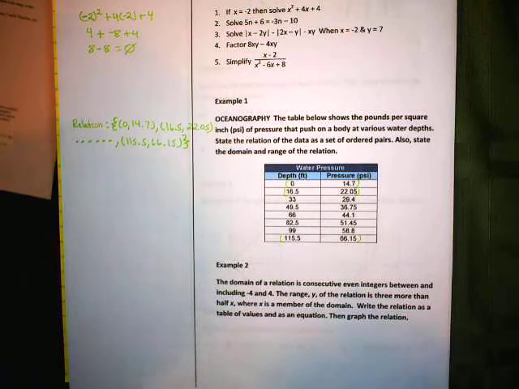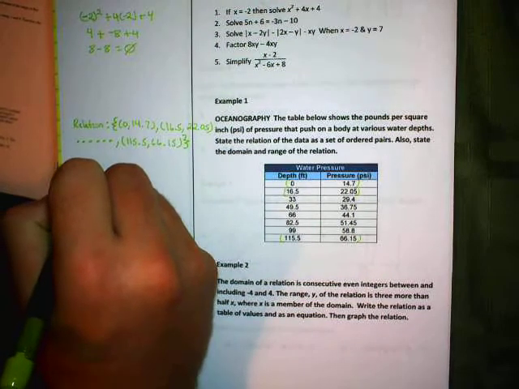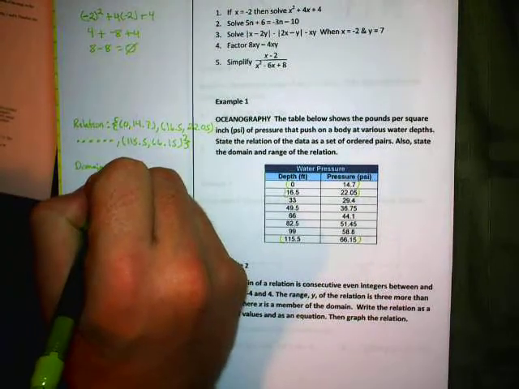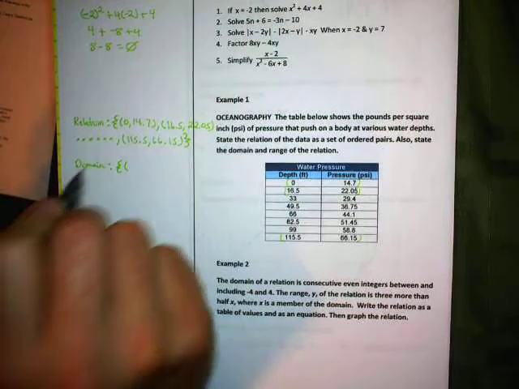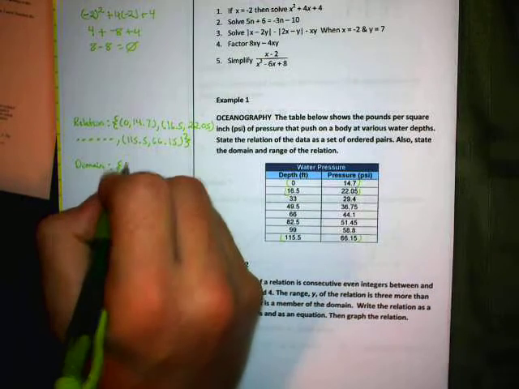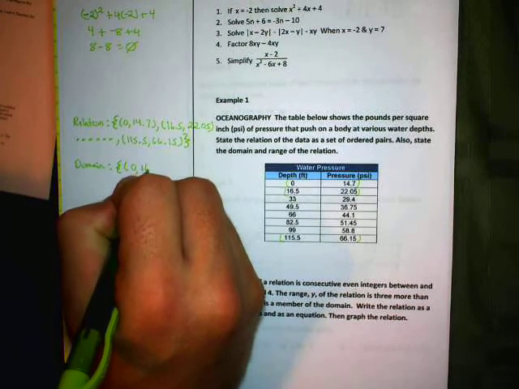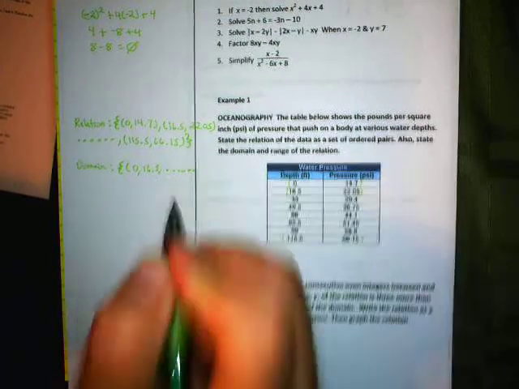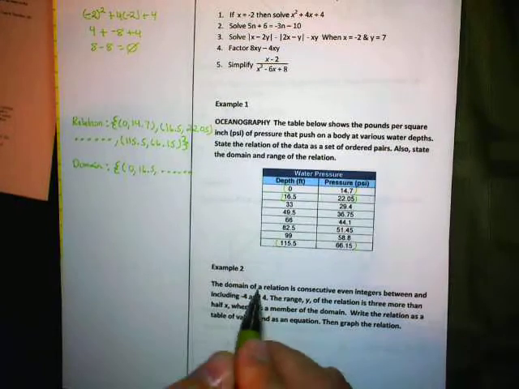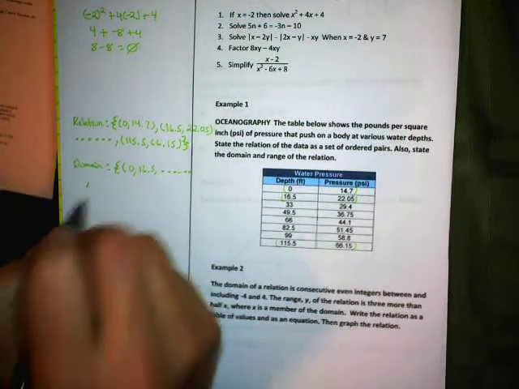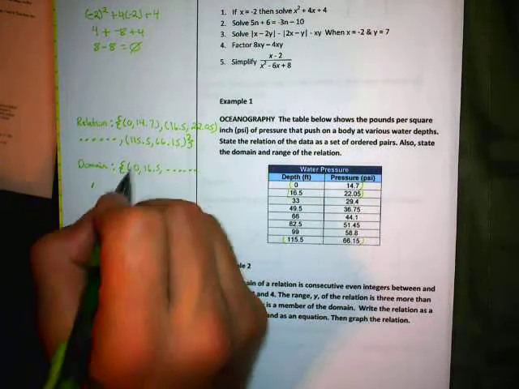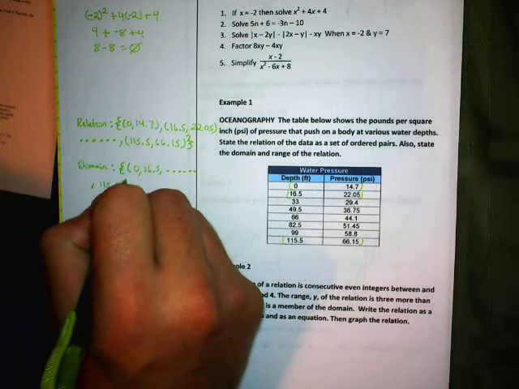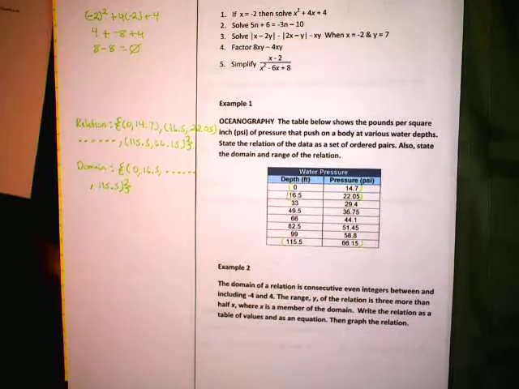Now, stating the domain is a little easier. Okay? We're going to start out the same way with our bracket. Bracket it off, open parentheses, and we're just going to list all of our x values. So 0, comma, 16.5, comma, and we'll go ahead and do the same thing, dot, dot, dot. And we're going to finish with our last x value here, which is going to be 115.5. Then we'll close the bracket. Okay?